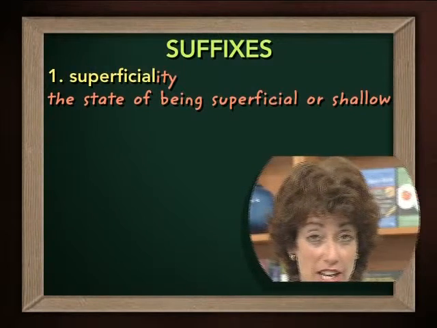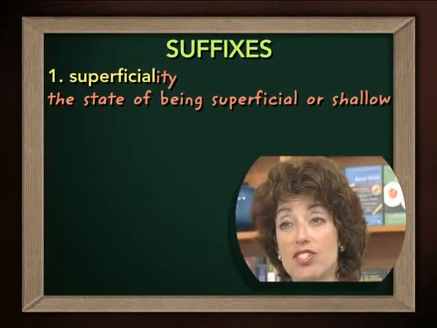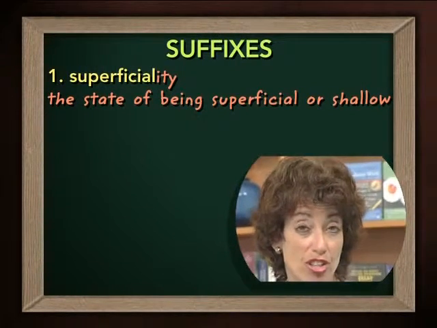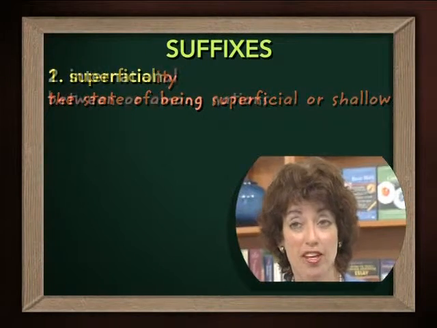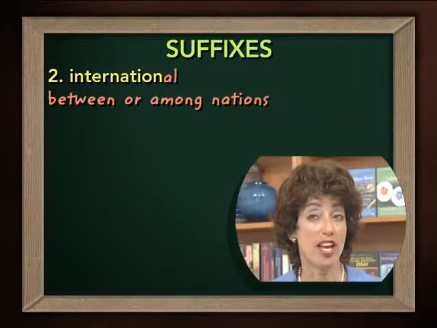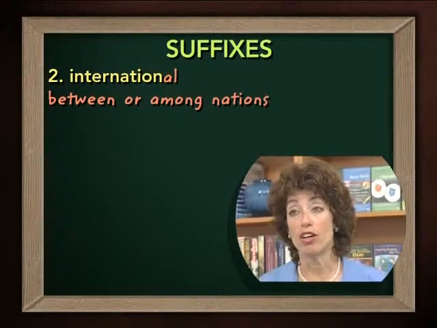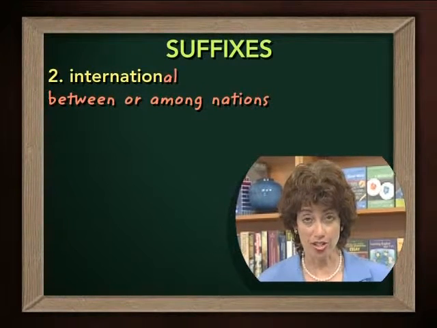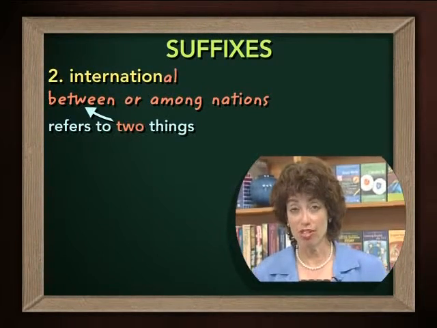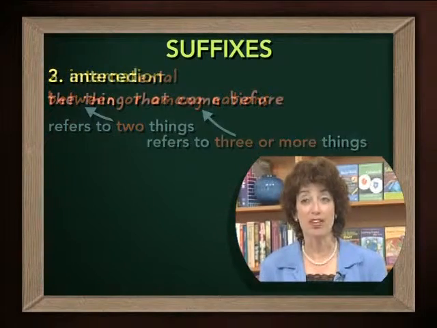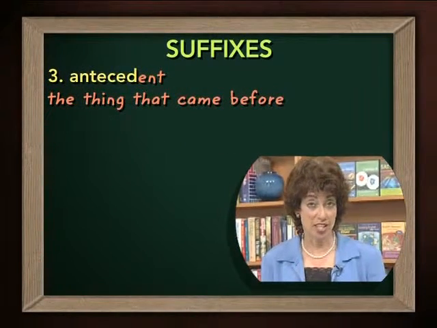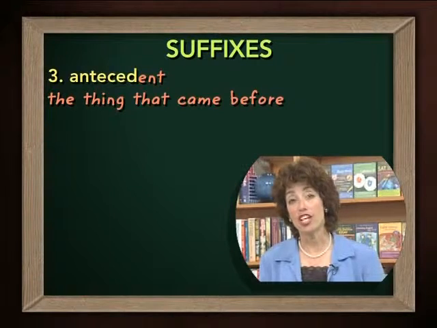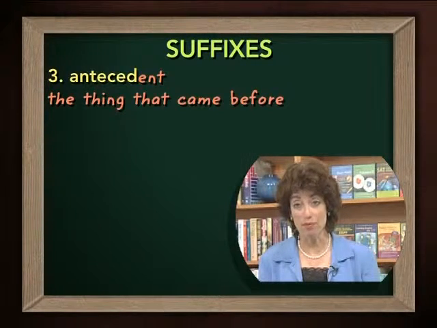Superficiality ends in ity, and it means the state of being superficial or shallow. International ends with al, and it means between or among nations. Between is two things, among is three or more things. Antecedent ends in ent. It's the thing that came before.